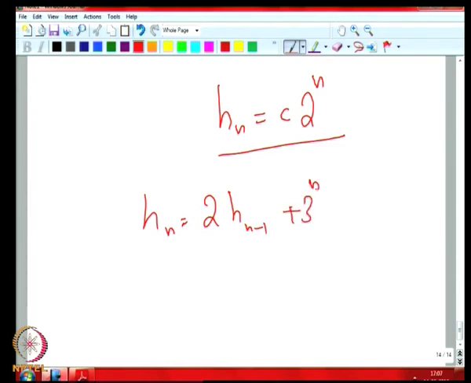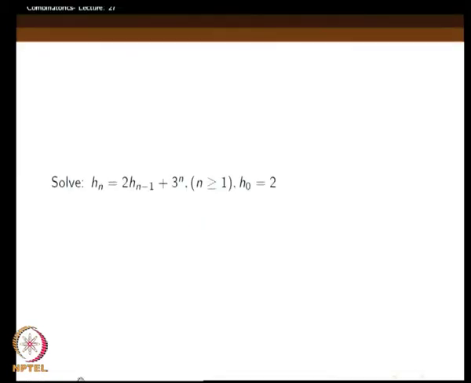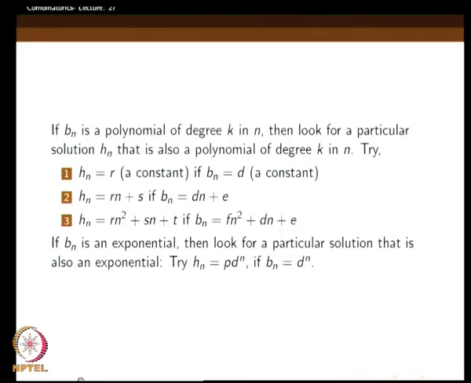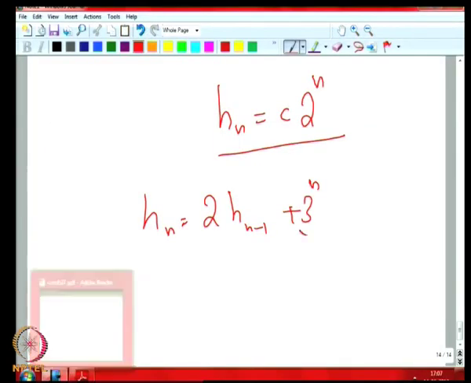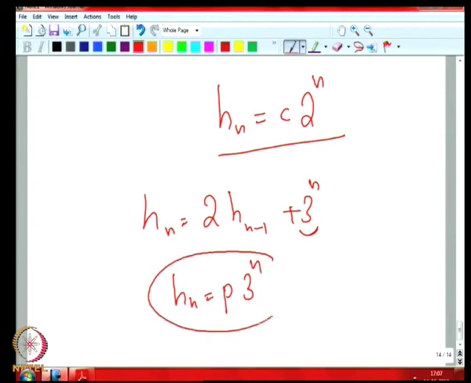How will you find the particular solution for this? So we look at our chart. When we look at our chart, we see that if bn is an exponential, like bn equal to d to the power n form, then we can try hn equal to something like p into d raised to n. So here, 3 raised to n, we will try hn equal to some p times 3 raised to n. This is what we will try.